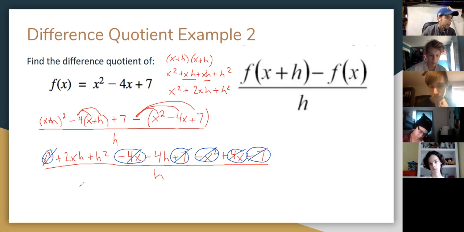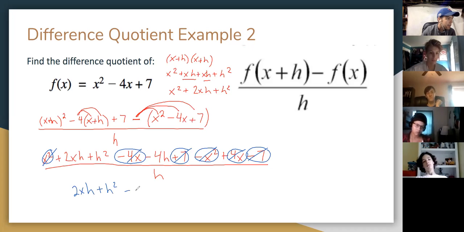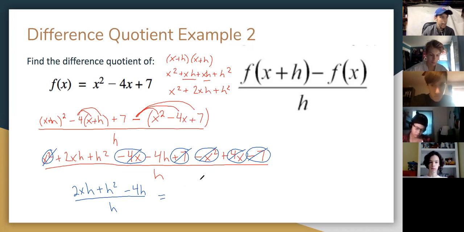Doesn't really matter the way I do it. Let's just write it the way they are. 2xh plus h squared minus 4h divided by h. So really close here. We can go ahead and divide this h through because all of these 3 terms have an h in them. So if I divide an h through everything, I end up with 2x. I'm going to reorder things a little bit, 2x minus 4. So I want to put that one second, and then plus h.